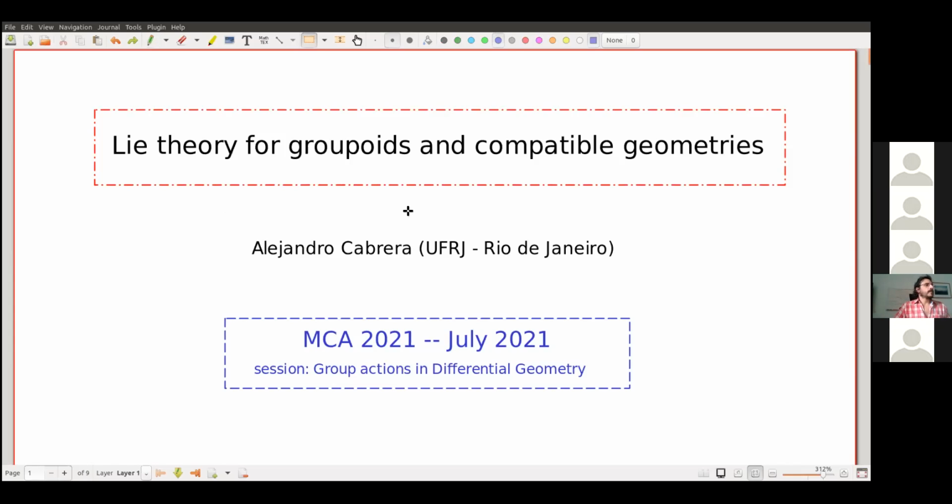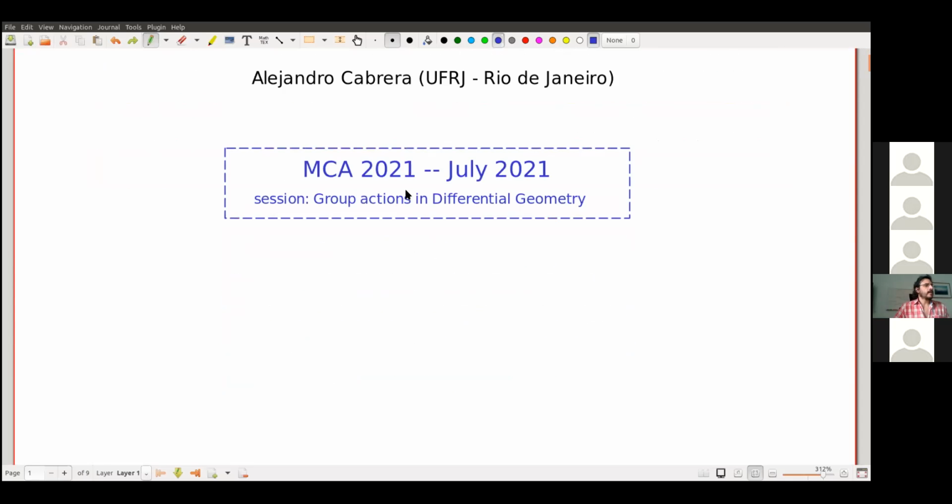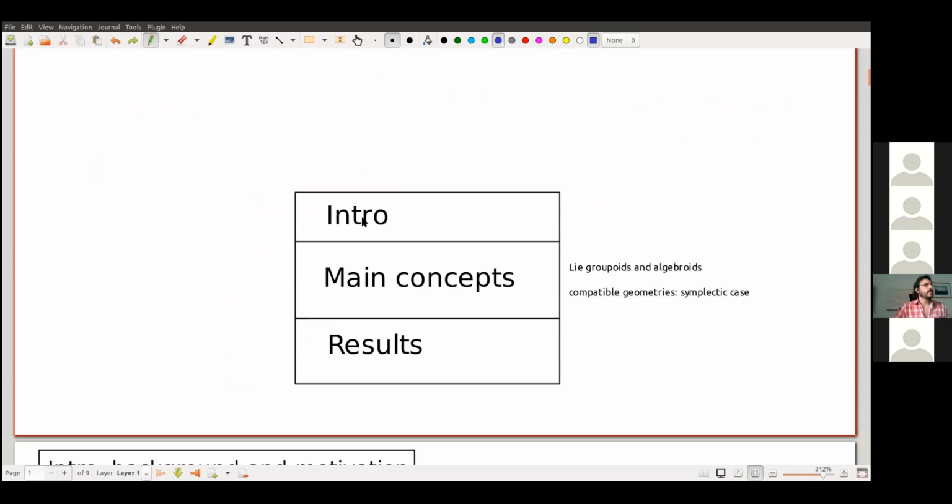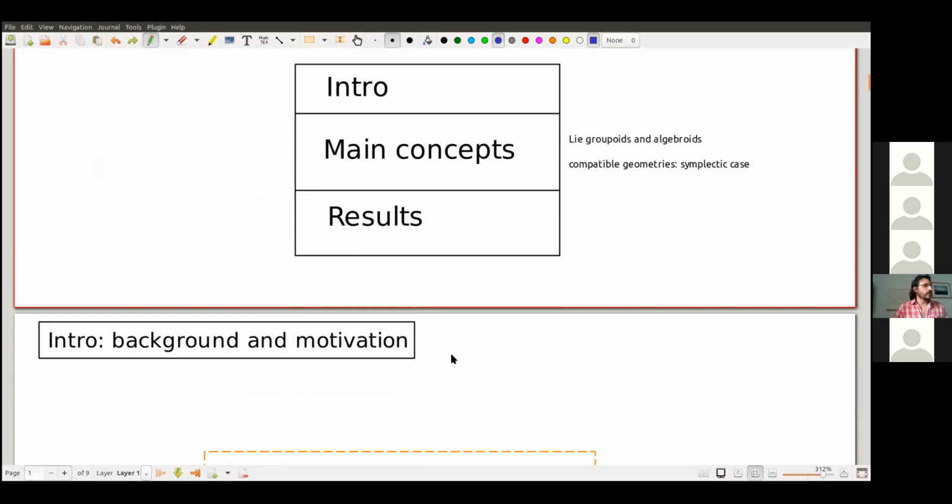So the structure of the talk is like this. There will be an introduction. Then, as I said, I will spend some time trying to explain what the concepts are and how they, at least for this talk, came about. In particular, this idea of Lie groupoids and this generalization of Lie theory. And at the end, I will mention some results. Okay, so I'll try to be quick. So let me start with the introduction.